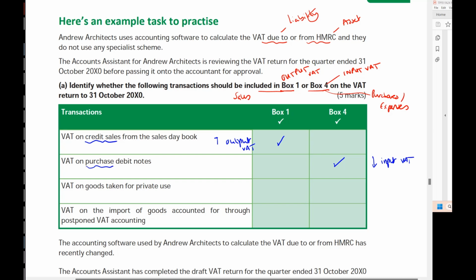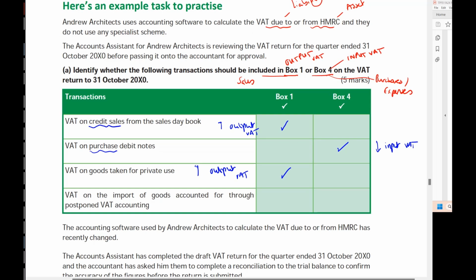VAT on goods taken for private use. If you have a little shop, you are hardly going to go to Tesco and buy milk there when you sell milk in your own shop. So you are going to buy goods from your own little mini mart. But as far as HMRC are concerned, you have to sell those goods to yourself at the full price. So if you take goods for yourself, VAT will be included. You have to account for that sale. So we would increase the output VAT. When you make a sale to yourself, that VAT must be paid over to HMRC. So that is a box 1.